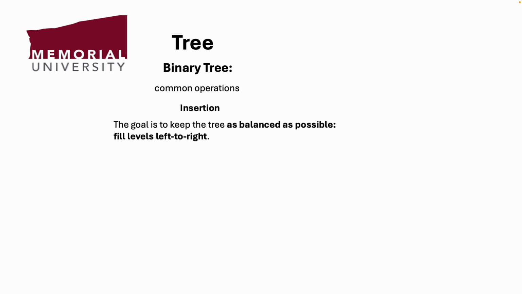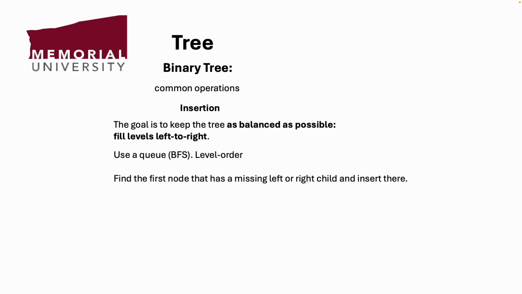For insertion, the goal is to keep the tree as balanced as possible. It fills the level from left to right. To achieve this goal, what we're using is a queue, which is breadth first search, based on the level order. So the way to do it is we find the first node that is missing a left or right child, and then insert there.